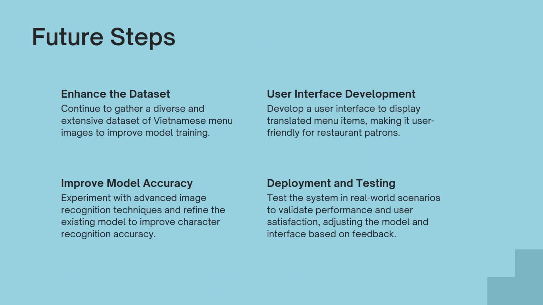We want to continue with this project, so there are future steps. First step is to continue to gather a diverse and extensive dataset of Vietnamese menu images to improve model training, experiment with advanced image recognition techniques, and refine the existing model to improve character recognition accuracy.